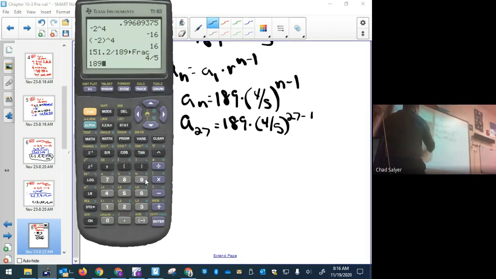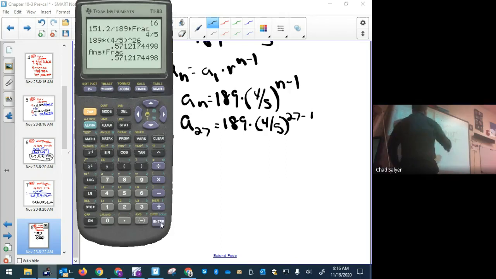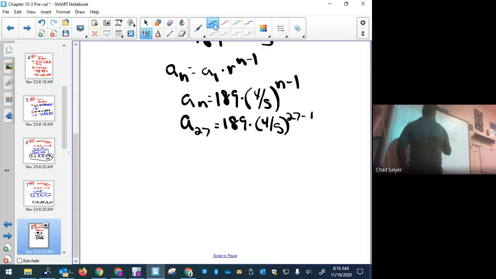Okay, 189 times 4/5 to the 27 minus 1, or 26th power, is 0.57. Does that change into a fraction? Nope. So about 0.57.